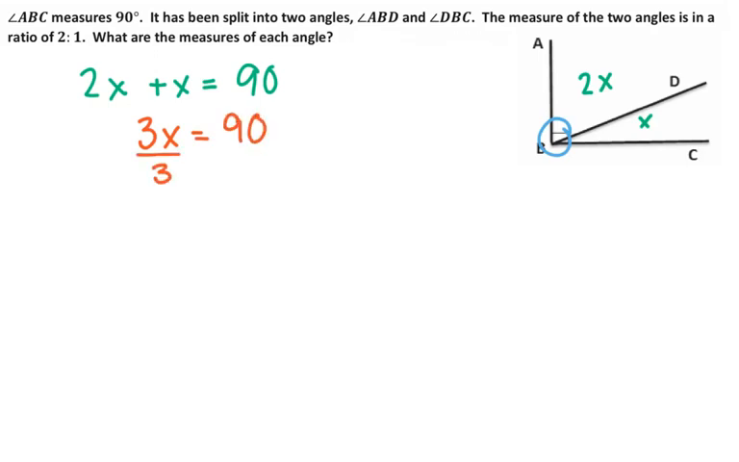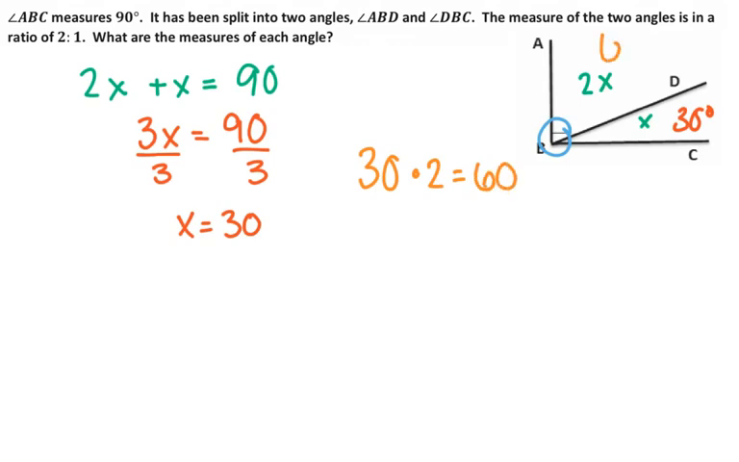Divide both sides by 3. So x is equal to 30. So our single x is going to be 30 degrees. And to get our 2x, we're just going to take the 30 and multiply it by 2 to get 60. So this other angle is 60 degrees.